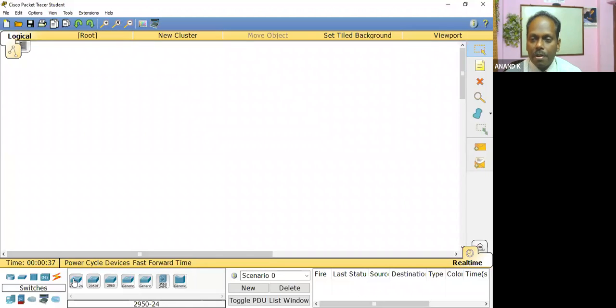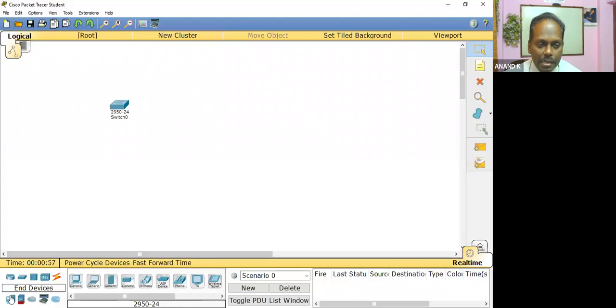A 24 port managed switch of Cisco will cost not less than 50 or 60,000 or maybe higher. If you have more features, more gigabit ports, it can be 70,000 to 80,000 also. So I'll take a switch. This is a managed switch.